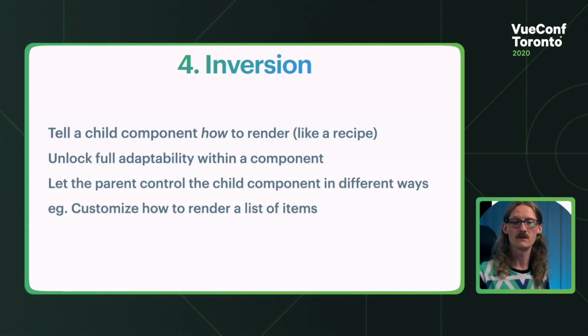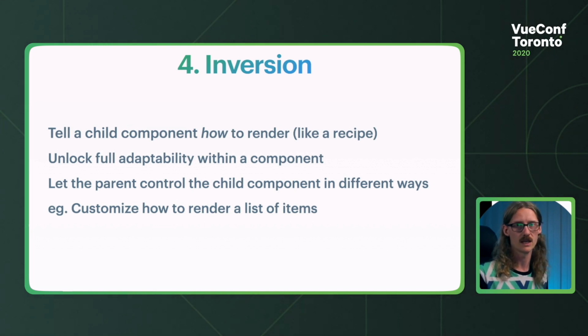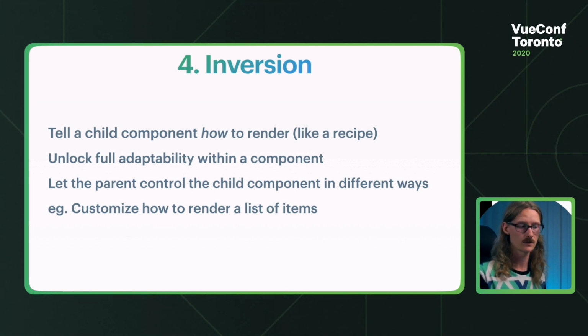So a good example of this one is rendering a list of items, but with inversion, we can actually have the parent component tell the child component how each item in that list should be rendered. The parent doesn't have the list of data, and it's not responsible for iterating through that list of data, but it gives it a recipe for how to render that data out.